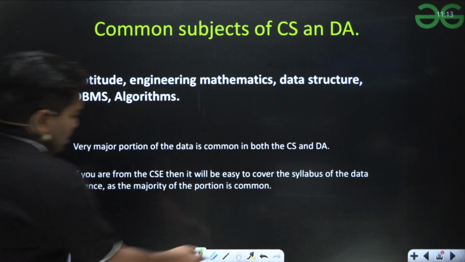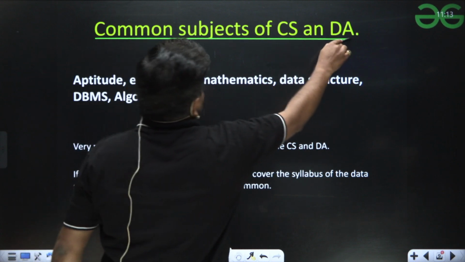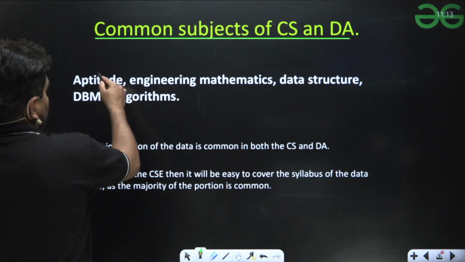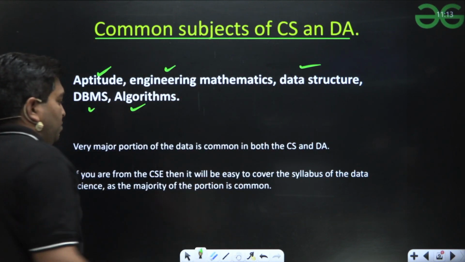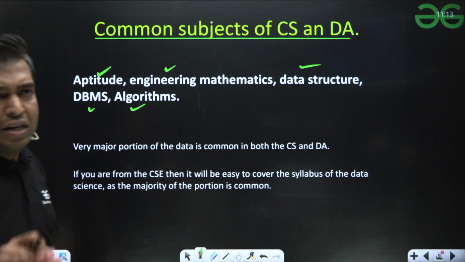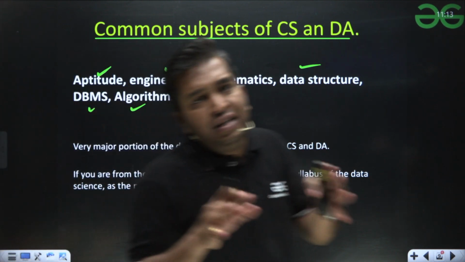Here you can see what is common in CS and DA. The aptitude part, engineering mathematics, data structure, DBMS, algorithm. These are the common parts which are in CS and DA as well.